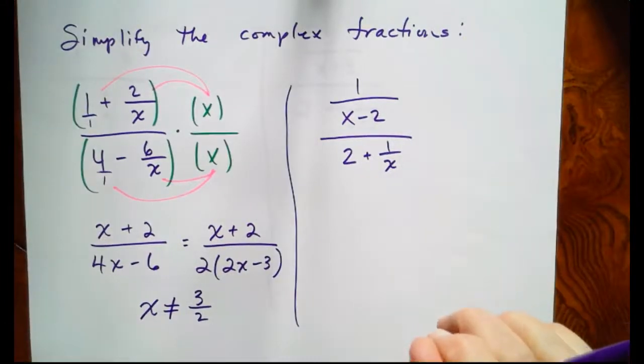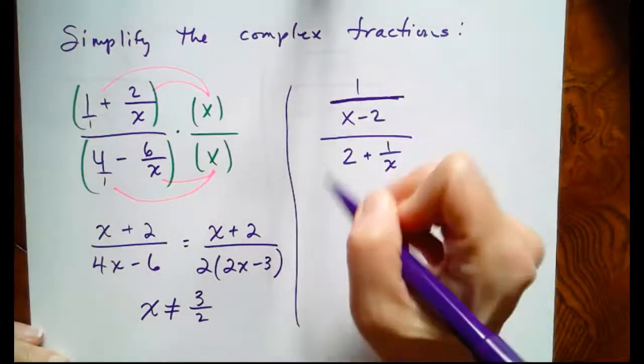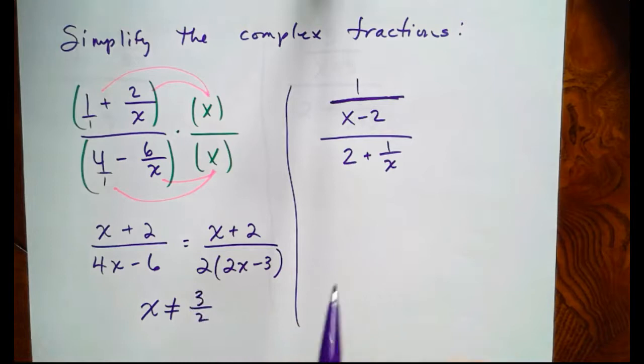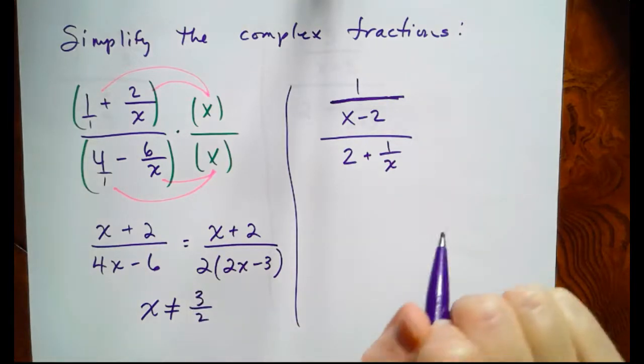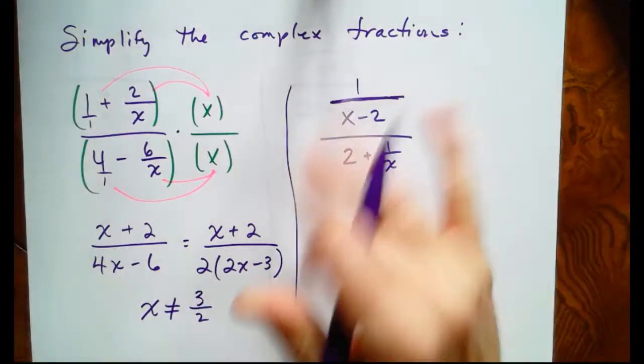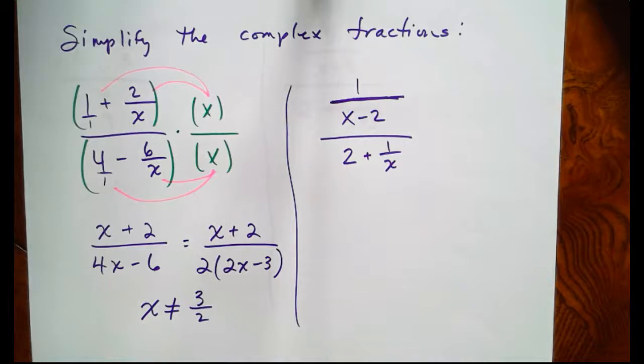with the next problem. So once again, we've got a fraction divided by a fraction. So if we get a common denominator here for every single term within the complex fraction, that common denominator would be x times x minus 2. So that's one way to deal with this problem. That's what we did in the first problem.